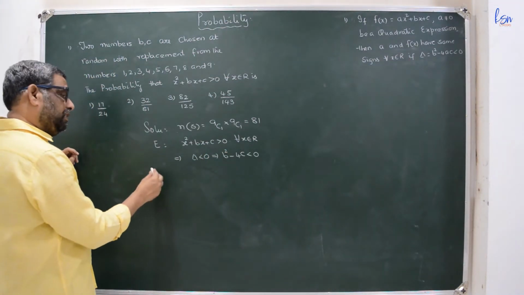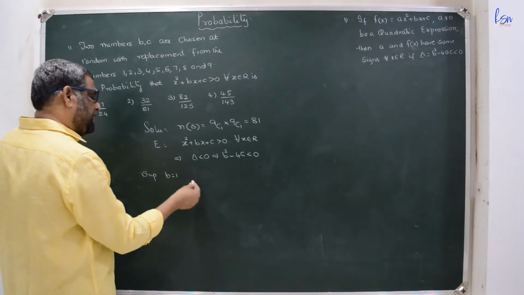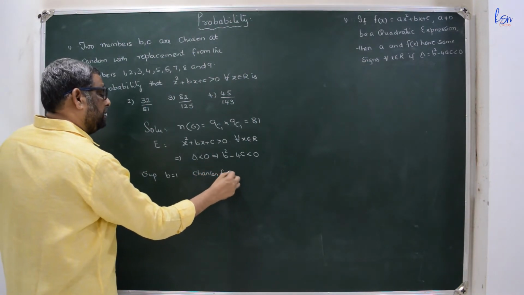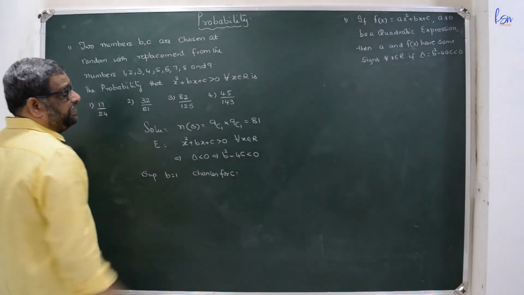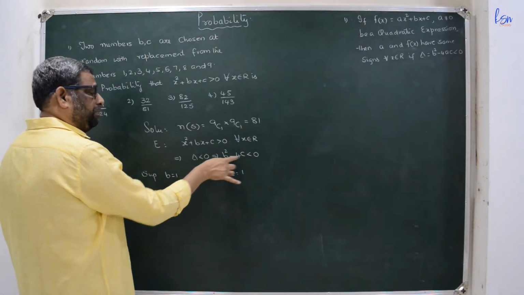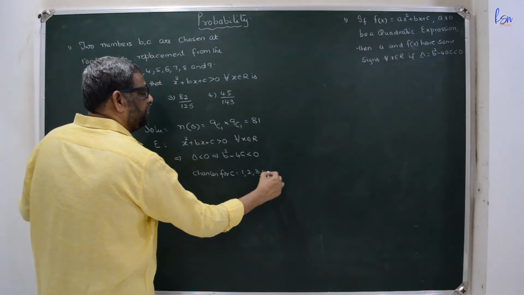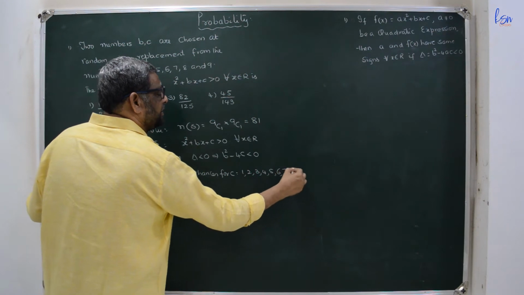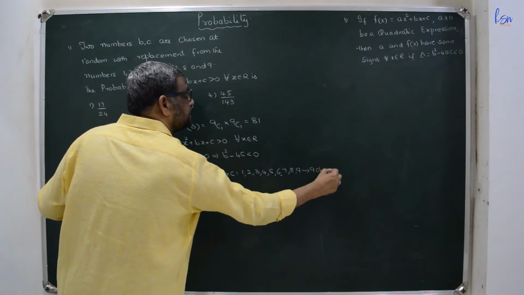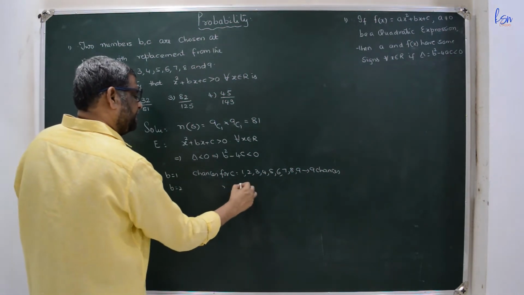So let us consider, suppose b is equal to 1. Then the possible chances for c. If b is 1, this is 1. If c is equal to 1, 1 minus 4 is minus 3. C can be 2, C can be 3, 4, 5, 6, 7, 8, 9. So totally 9 chances. If B equal to 2, then C can be.